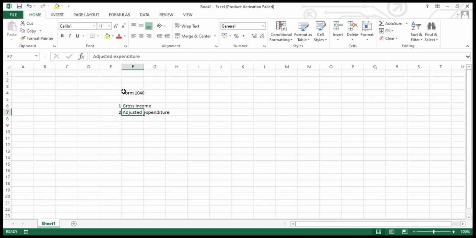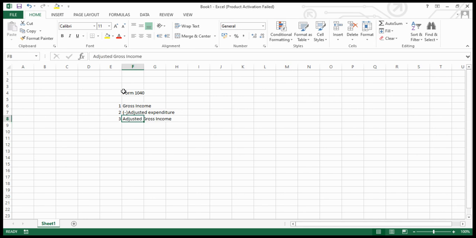So, out of the gross income, we can reduce adjusted expenditure. Once we reduce adjusted expenditure, we will get adjusted gross income. Until this part, we call the line items the above-the-line deductions. You can make a note of it.